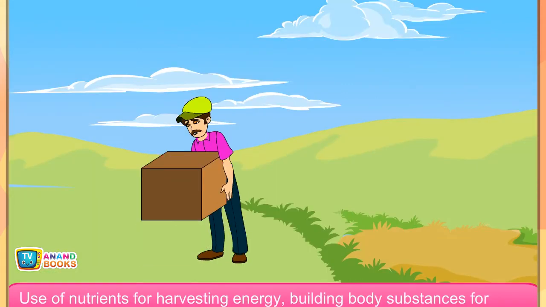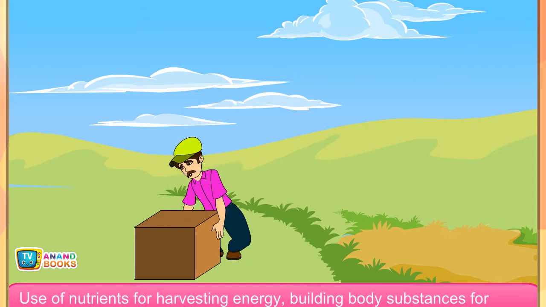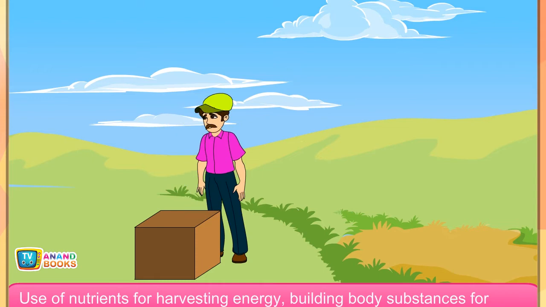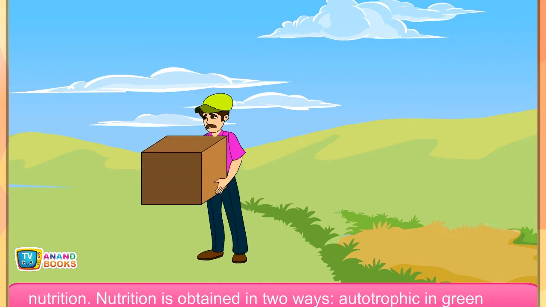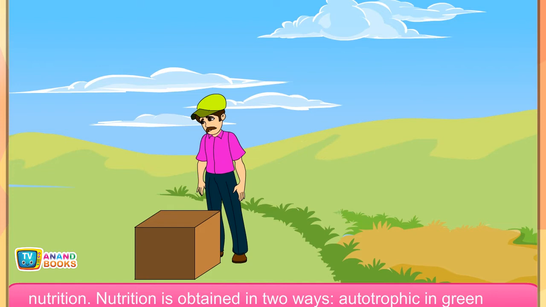Use of nutrients for harvesting energy, building body substances for growth and development, and providing protection from diseases is called nutrition. Nutrition is obtained in two ways: autotrophic in green plants and heterotrophic in animals.